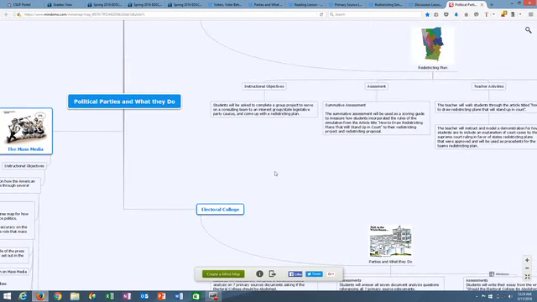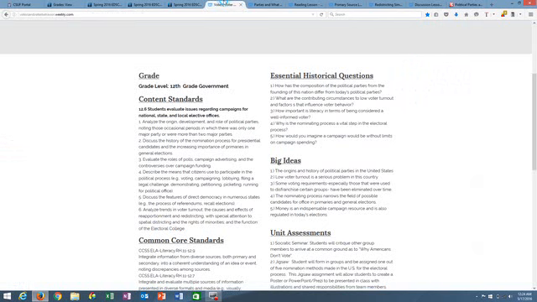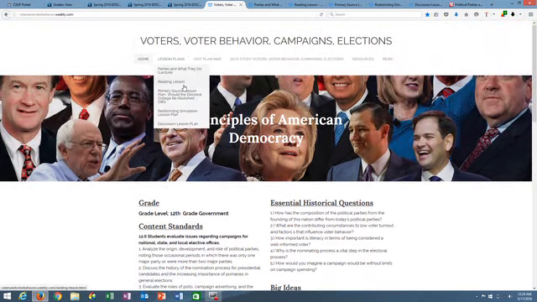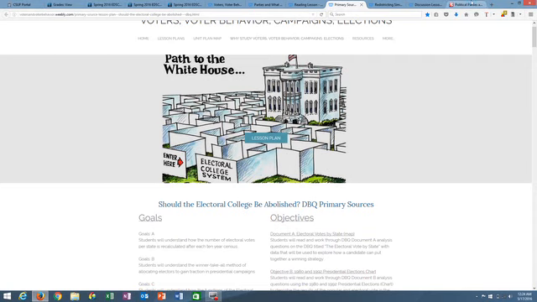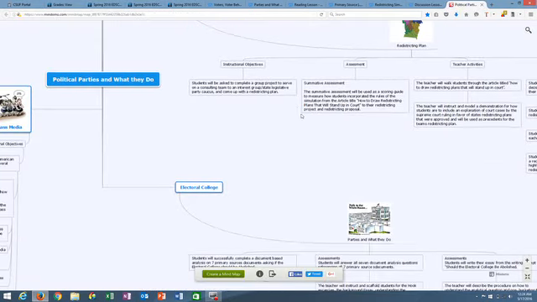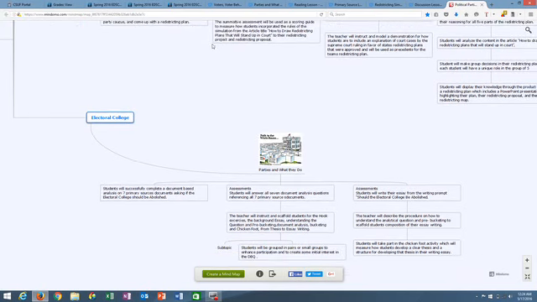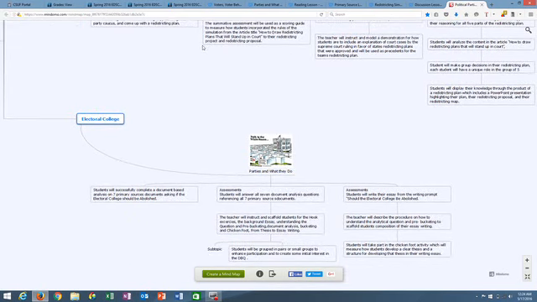As we continue on to the third lesson, the next lesson is the primary source. And here it is, the primary source DBQ, titled Parties and What They Do. It's based on the Electoral College, and the objective is students will successfully complete a document-based analysis on 7 primary source documents asking if the Electoral College should be abolished.